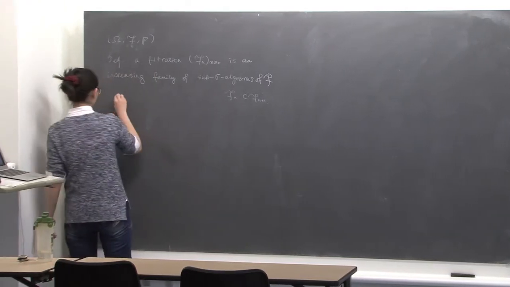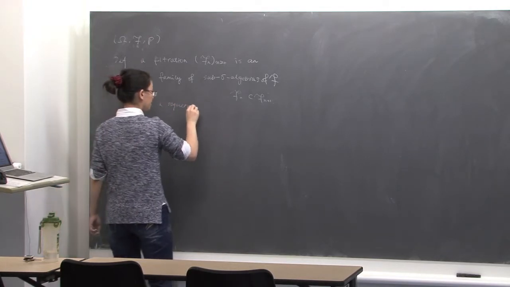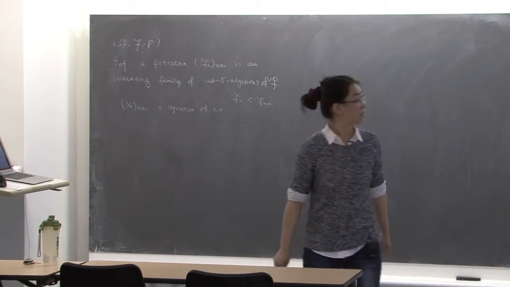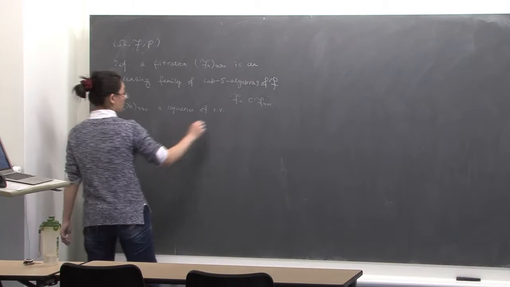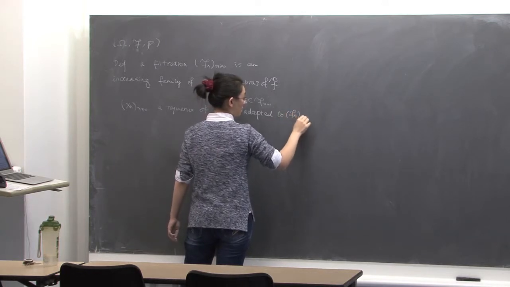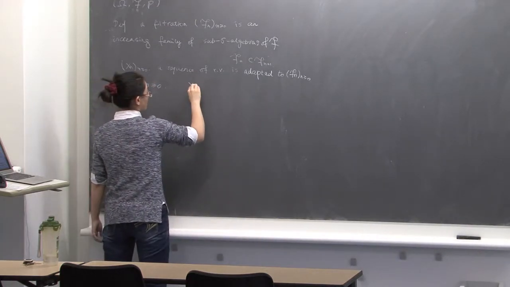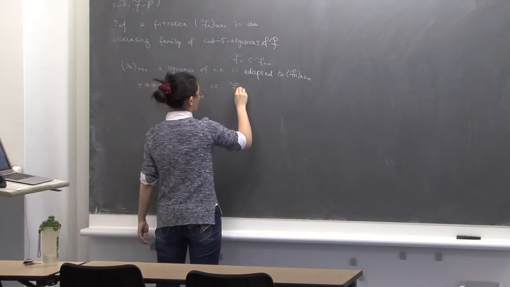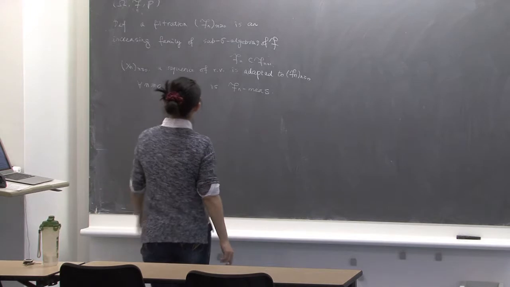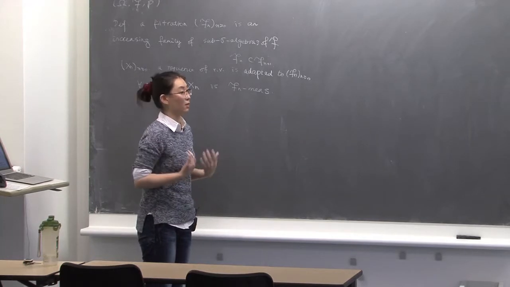And then we have a sequence of random variables Xn. We say that the sequence of random variables is adapted to this filtration. Being adapted to this filtration means that for any n, the random variable Xn is measurable with respect to Fn. The idea is that Fn is all the information we know by time n, and Xn is a random variable that we know by time n.